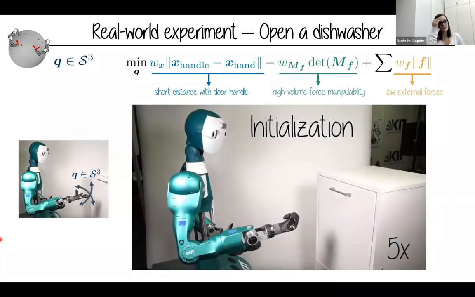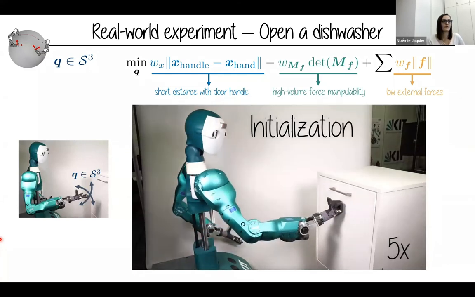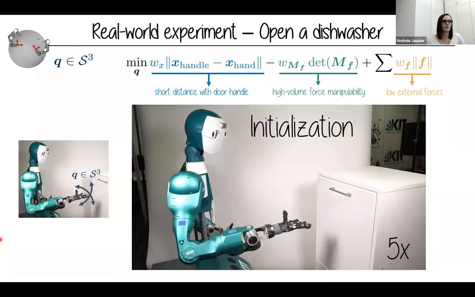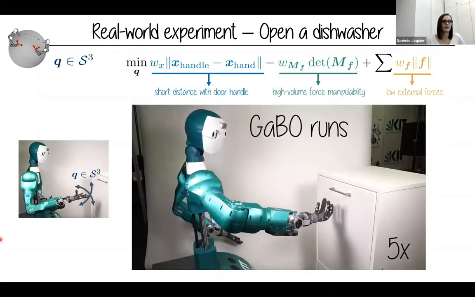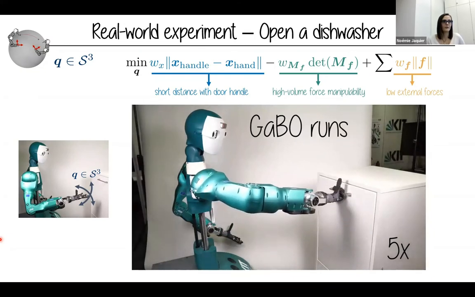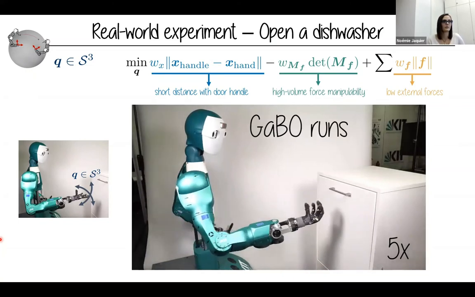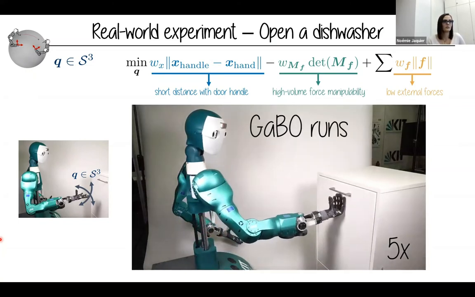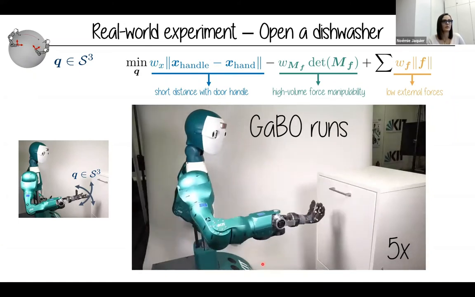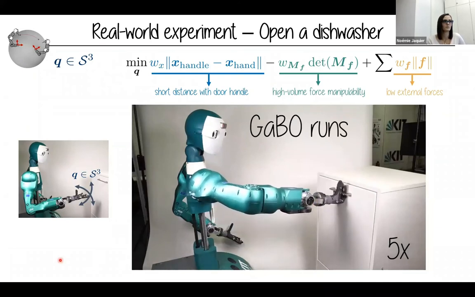So you will see here first the initialization on the robot. You see here that the initialization fails because the robot has some contact between the finger and the handle, and this triggers closing the hand. And this one is a GaBO run, and you see that here the robot grasps the handle successfully. So what you can observe here is that the orientation, mostly at the wrist, changes. Also, you see the behavior of the elbow changes between the runs.